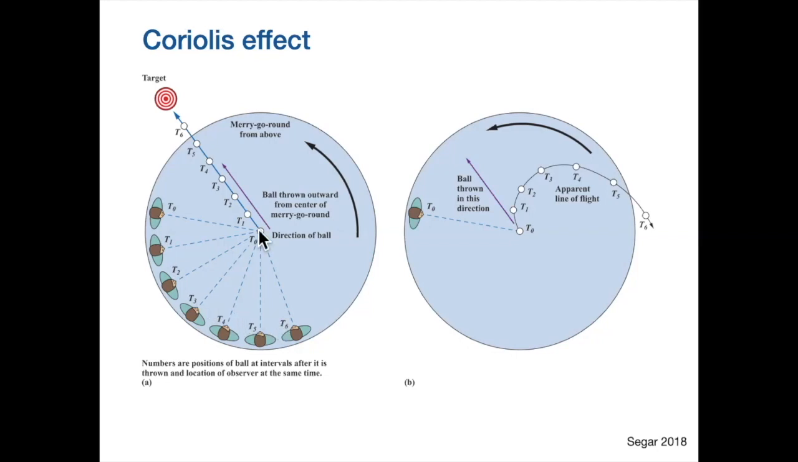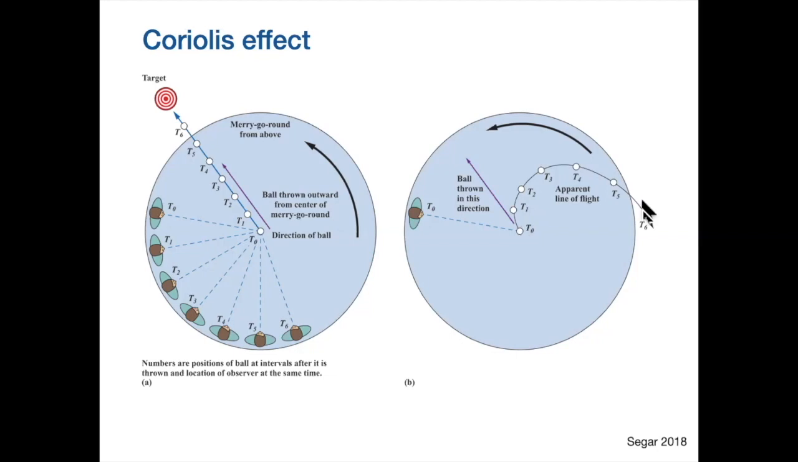At T0, the ball is thrown in a direction such that the observer will see it coming more or less straight towards them. And then as time progresses, the ball travels further and further, and the observer gets further around the circle. So from the observer's point of view, they're going to see that the ball doesn't travel in a straight line like it does when we're looking down on the merry-go-round. They're actually going to see that it curves. As they move around relative to the ball, it's going to look like it curves.